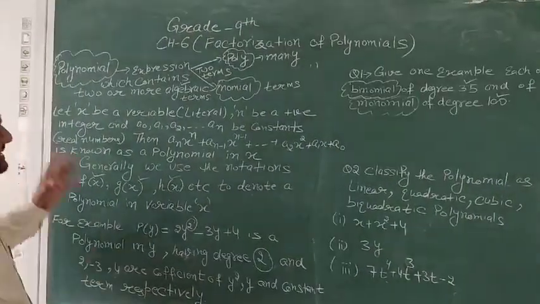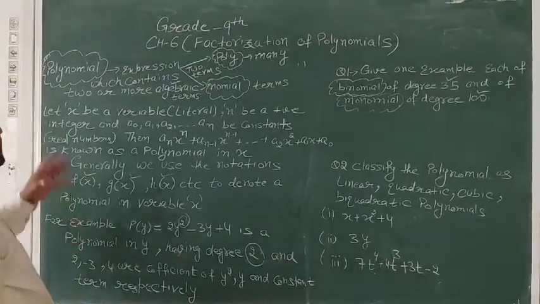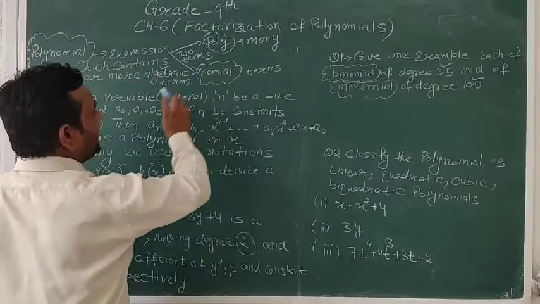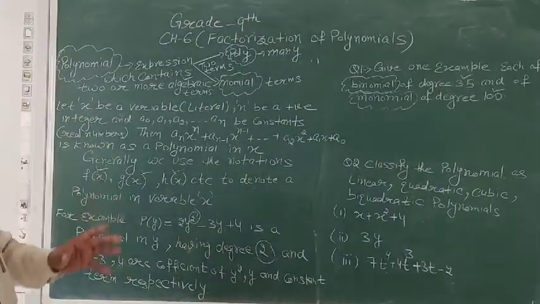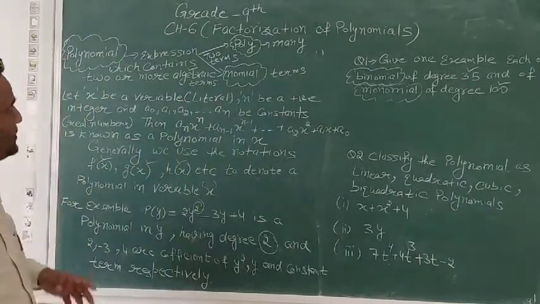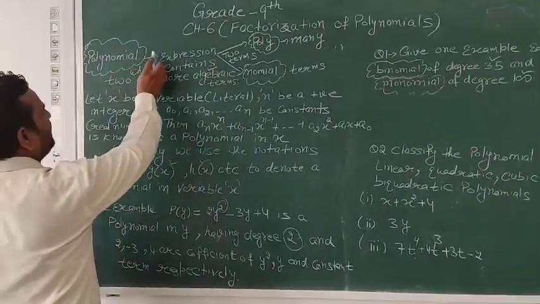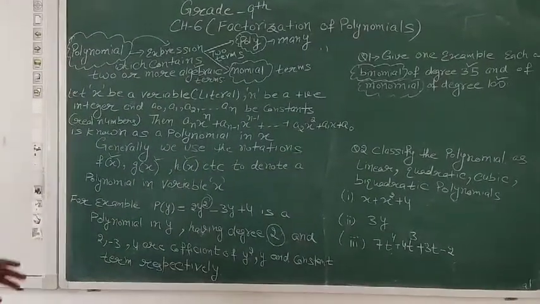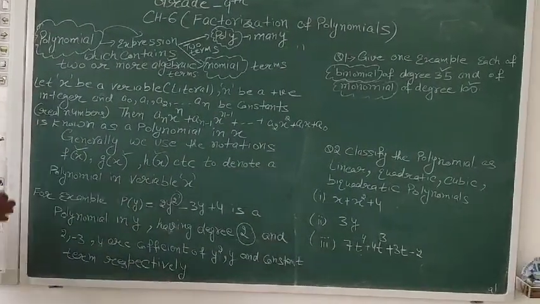So see, the exact meaning of polynomial. Polynomial is made up of two words, that is poly and nomial. Poly means many and nomial means terms. So that's why polynomial is said to be an expression which contains two or more algebraic terms.